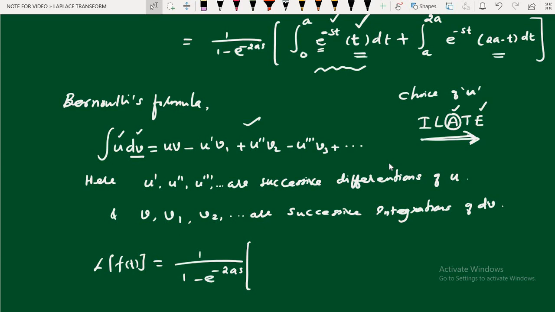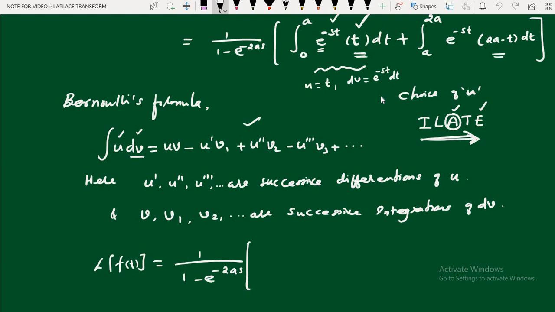So in the first integral u is t and dv is e power minus st into dt. Okay, only two terms. You have to convert that whole integrand as only two terms. One is u, another is dv. Okay, u is t means remaining all the things are taken as dv. That's it. Now apply in the formula.